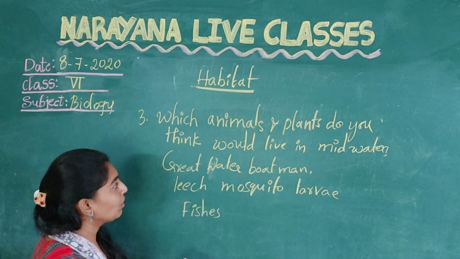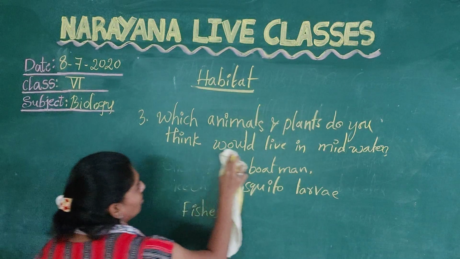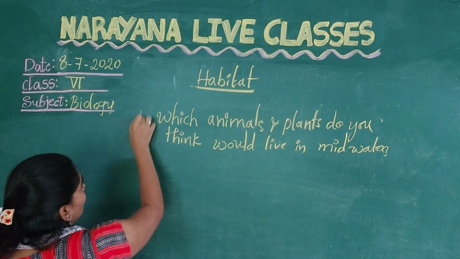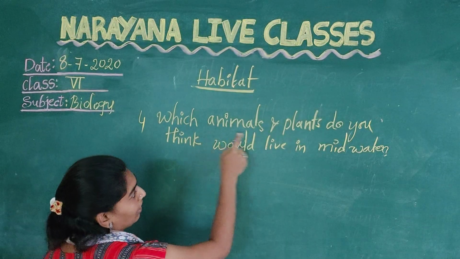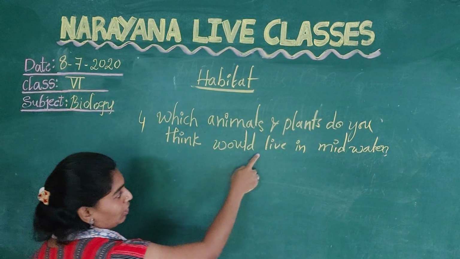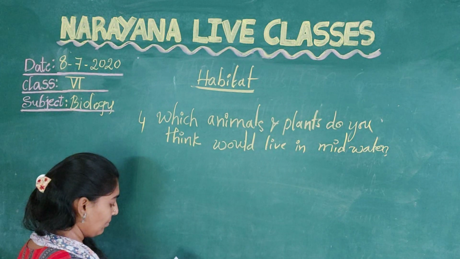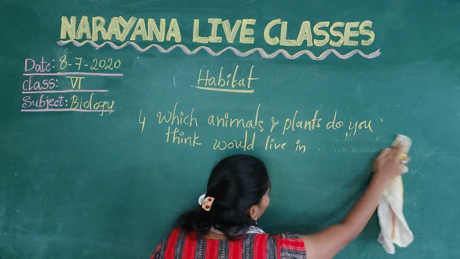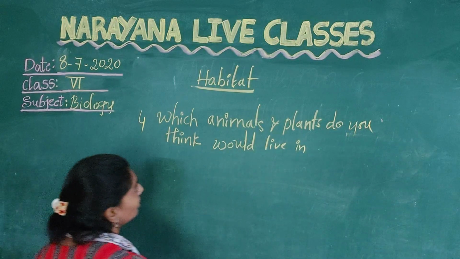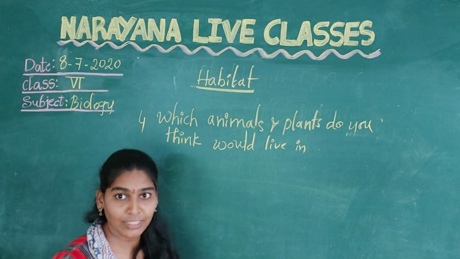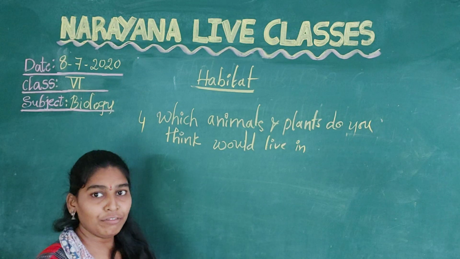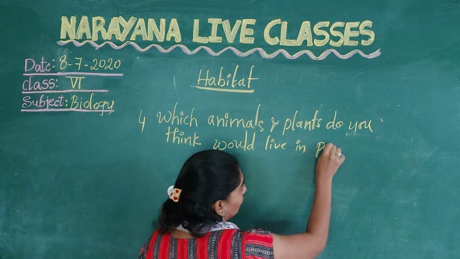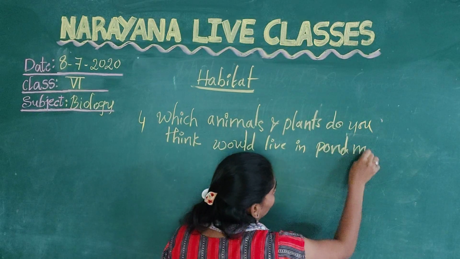The next question we are going to discuss, the fourth question: which animals and plants do you think would live in the pond margin? We have discussed the surface and the midwater. Now we are going to discuss the pond margins.